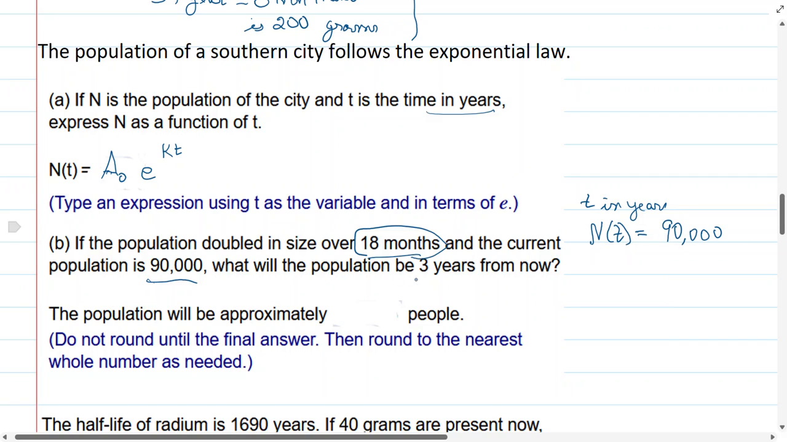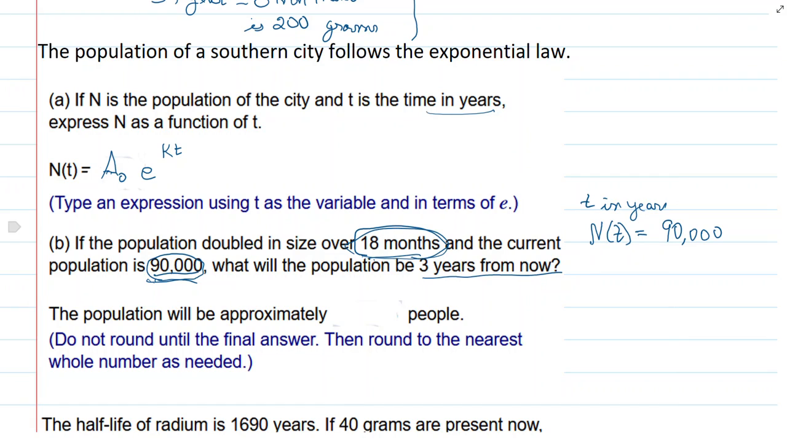What will the population be 3 years from now? 3 years from now. That's what it is now. So this is going to be actually what we figure out our A sub 0 was, or use that. The population doubled in size over 18 months to the current population of this. All right. So I guess we could use it as our A sub 0, because that's where our starting point is, where it's doubled after 18 months, but we don't have a rate. Does that make sense?